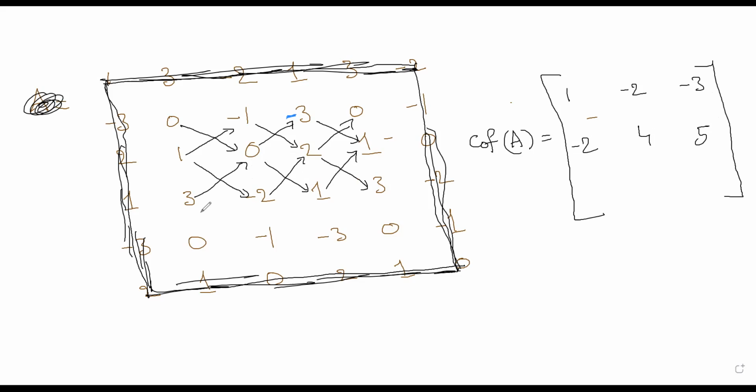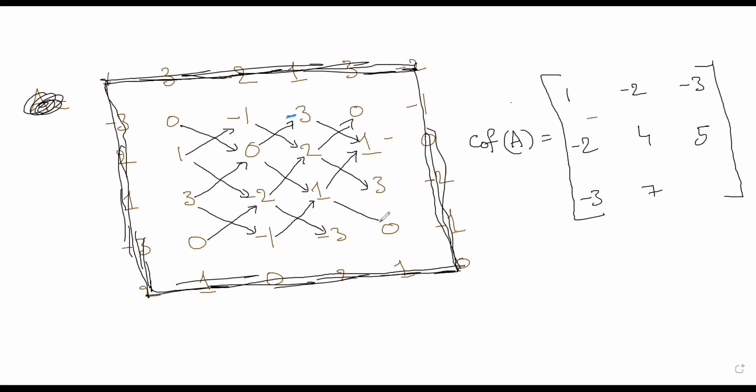Next one. So it is minus 3, 0. So it is 0, minus 3, right? So it is minus 2 into minus 3, that is plus 6. Minus of minus 1 is plus 1. So 6 plus 1 is 7.